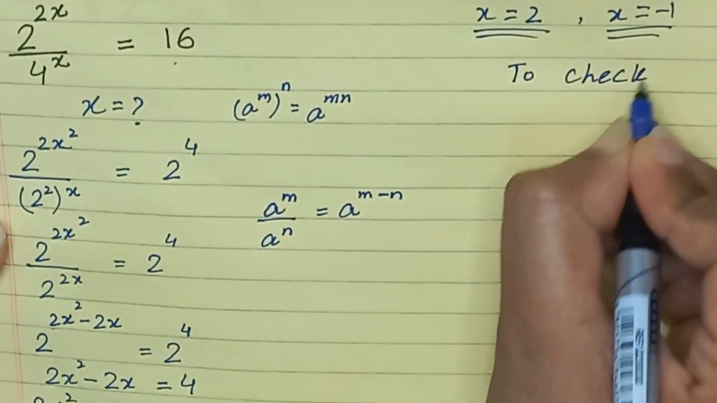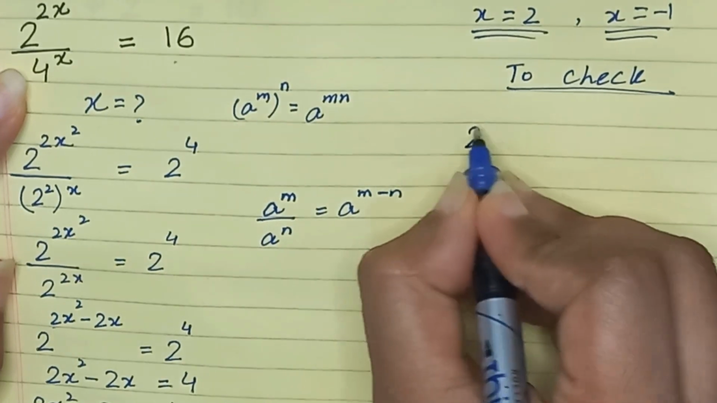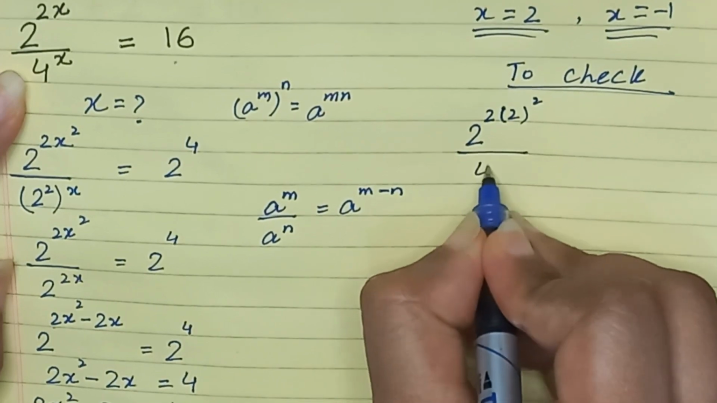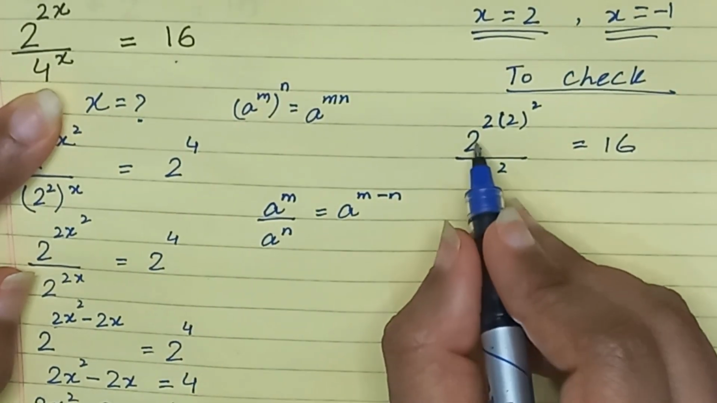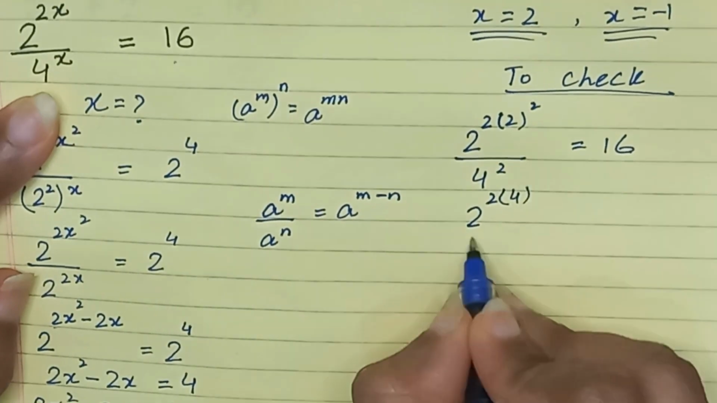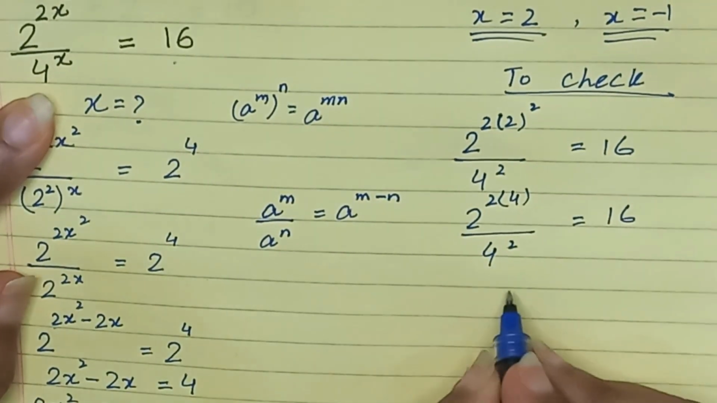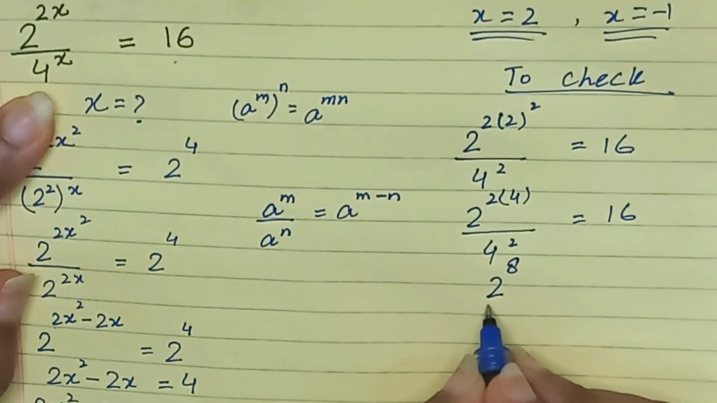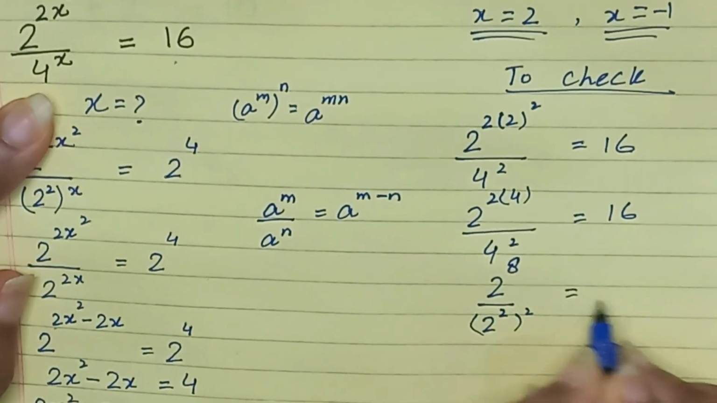To check, we will put x is equal to 2 in this equation, so it will become 2 raised to the power 2 times x squared, which is 2 squared, divided by 4 raised to the power x, which means 2, equal to 16. So from here it will become 2 raised to the power 2 times 2 squared, which means 4, divided by 4 squared, which is equal to 16. So from here it will become 2 raised to the power 8, and 4 can be written as 2 squared.